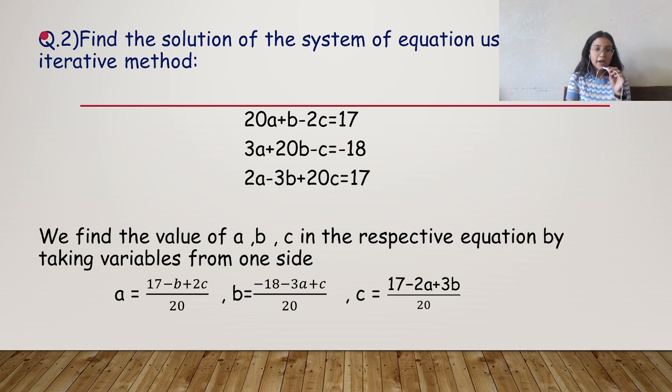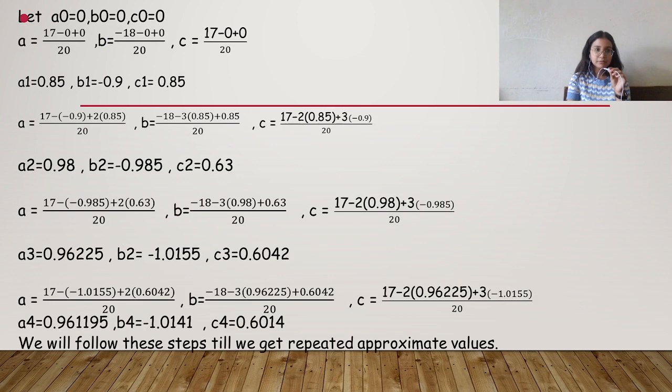Question number 2. Find the solution of the system of equations using iterative method. The equations are 20a plus b minus 2c equals 17, 3a plus 20b minus c equals minus 18, 2a minus 3b plus 20c equals 17. We find the value of a, b, c in the respective equation by taking variables from one side. a equals (17 minus b plus 2c) upon 20. b equals (minus 18 minus 3a plus c) upon 20. c equals (17 minus 2a plus 3b) upon 20.